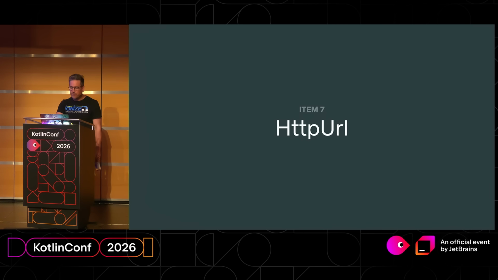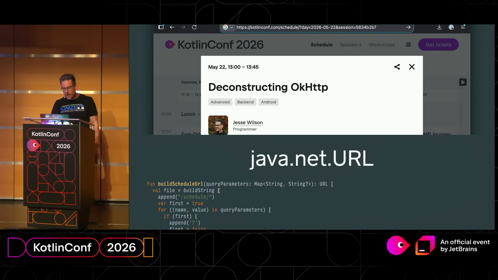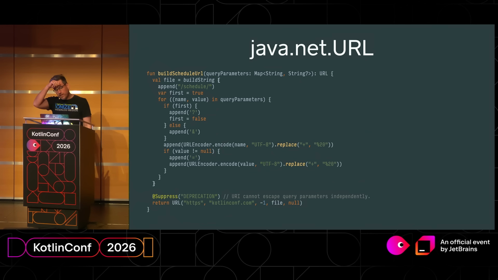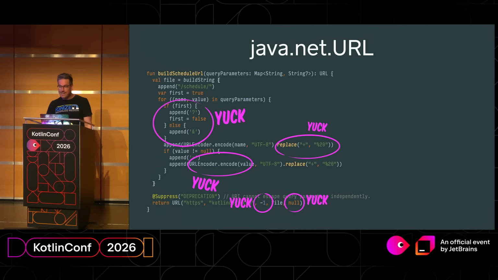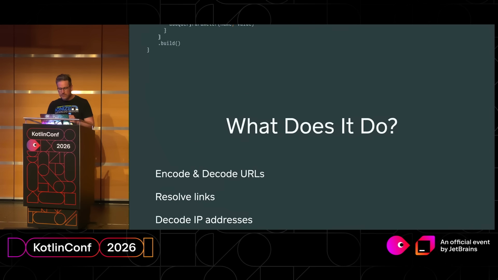All right, so HTTP URL. Imagine that you have a URL for a conference talk. This is the code that you would write to build that URL string using Java's URL API. And I hate it. You might say I hate it so much, it radicalized me into creating an HTTP library and maintaining it for 13 years. This is the API from OkHttp. I think it makes sense.